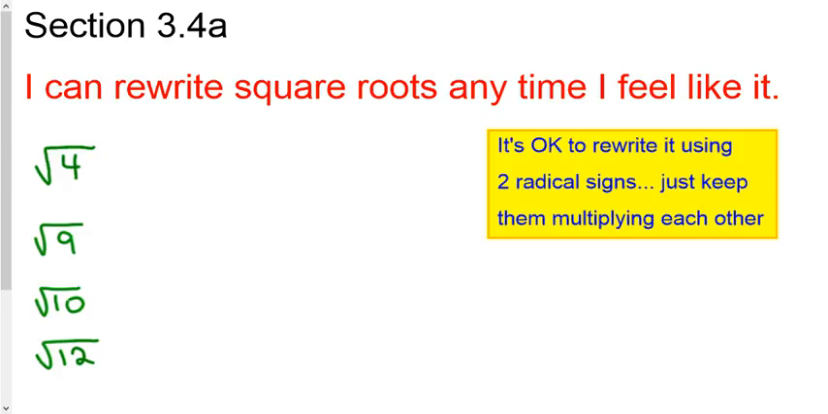Before we get to the next lesson about how to simplify a radical or a square root, I wanted to show you another way that we can actually rewrite these. It's okay to rewrite it using two radical signs. So here's the one radical sign.